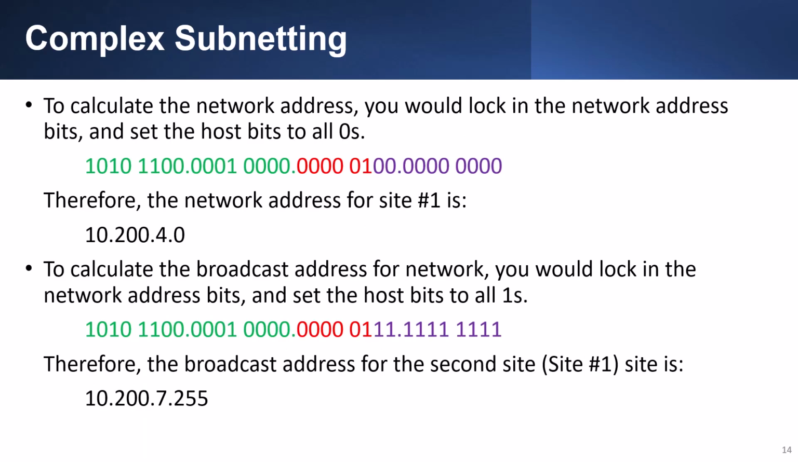To calculate the network address, you lock in the network address bits and set the host bits to all zeros as shown on the screen. Therefore, the network address for the second site number 1 is 10.200.4.0. To calculate the broadcast address for the network, you would lock in the network address bits and set the host bits to all ones as shown on the screen. Therefore, the broadcast address for the second site number 1 is 10.200.7.255.